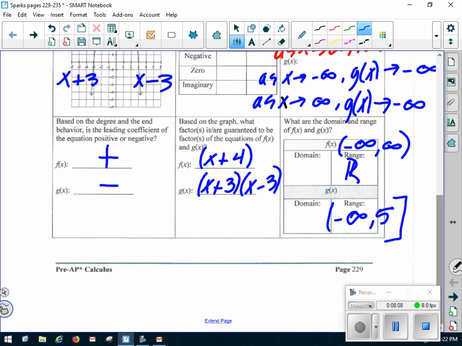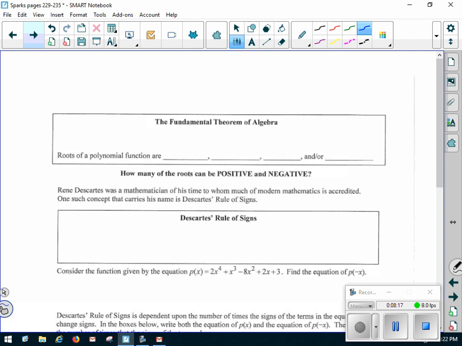Okay, the notes will be posted. On a polynomial, the domain is always all real numbers.